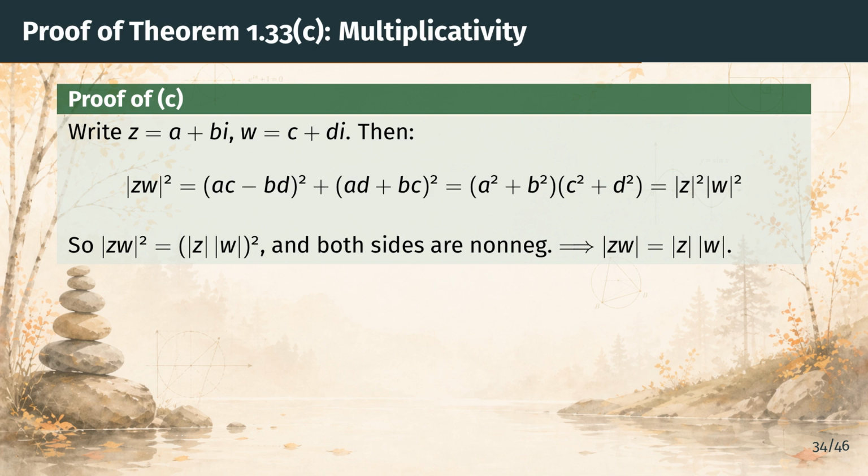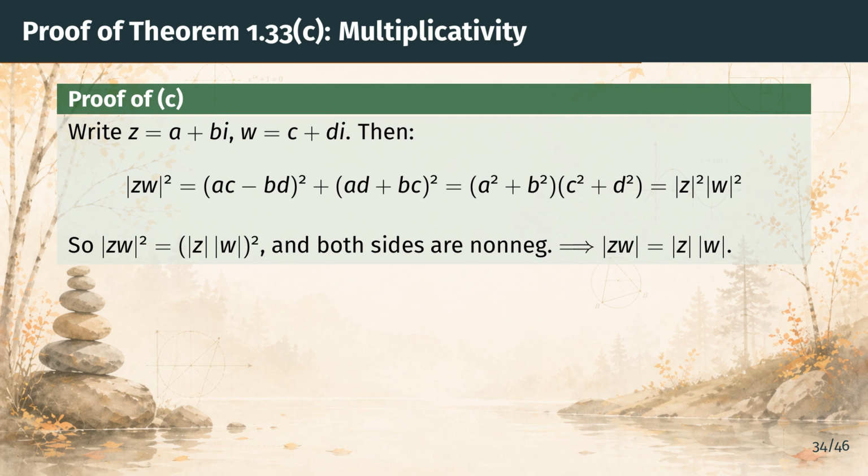The proof strategy is to work with squared absolute values, which avoids dealing with square roots. The key insight is that when you expand the squared terms on the slide, all the cross terms cancel out perfectly. This is a useful trick that appears often in complex analysis. Working with squares simplifies everything because the mixed terms vanish. The uniqueness of square roots from theorem 1.21 then lets us conclude.